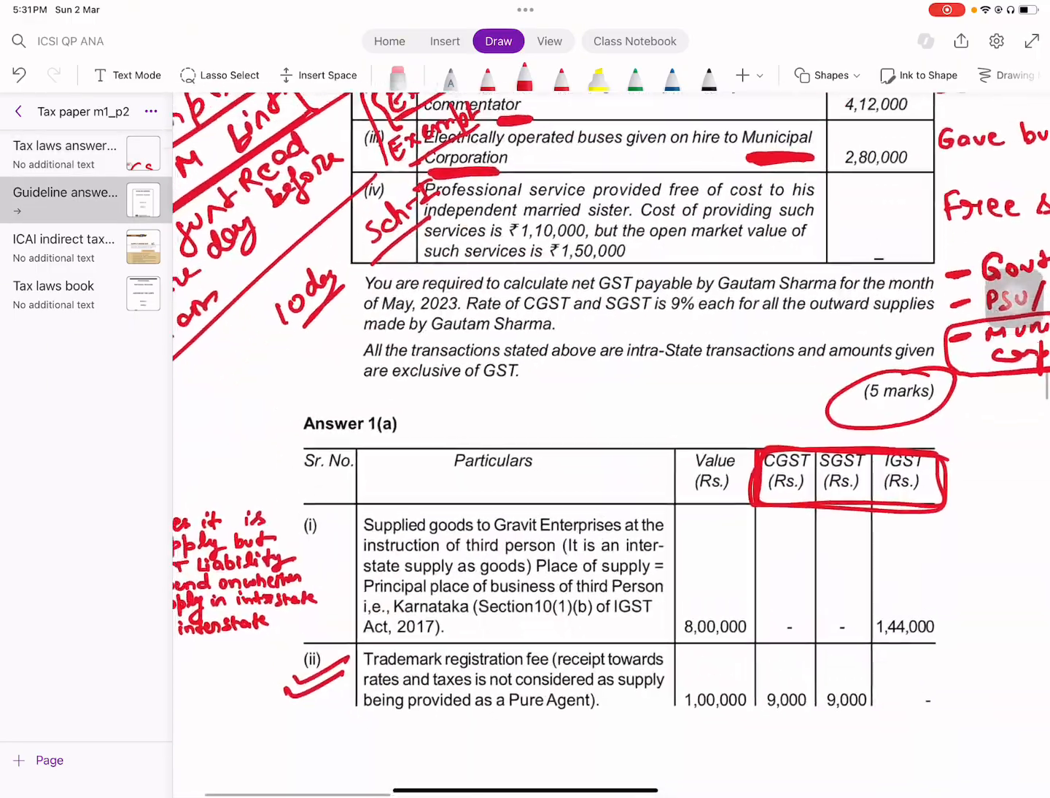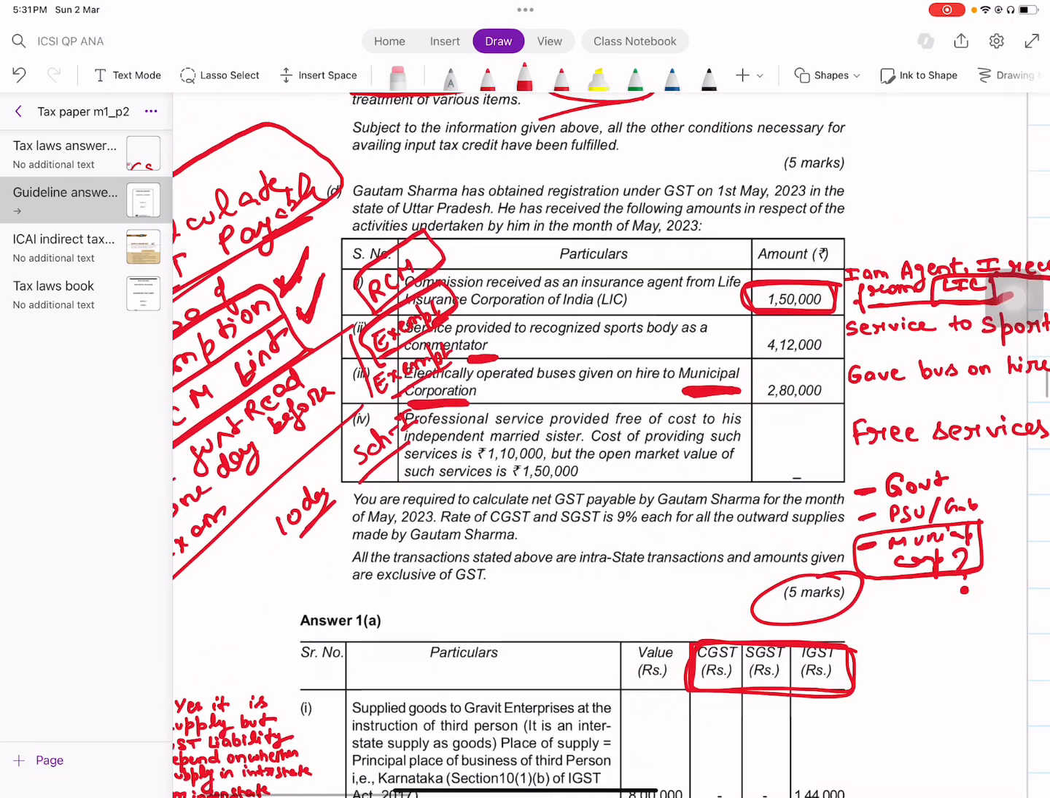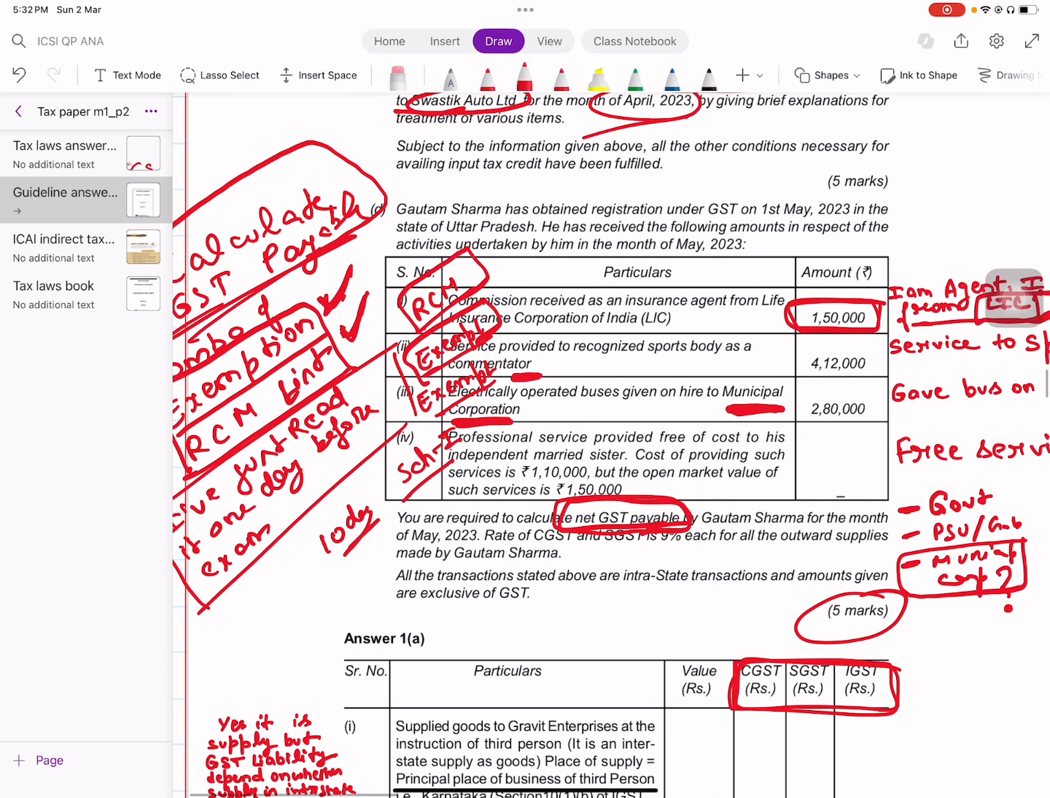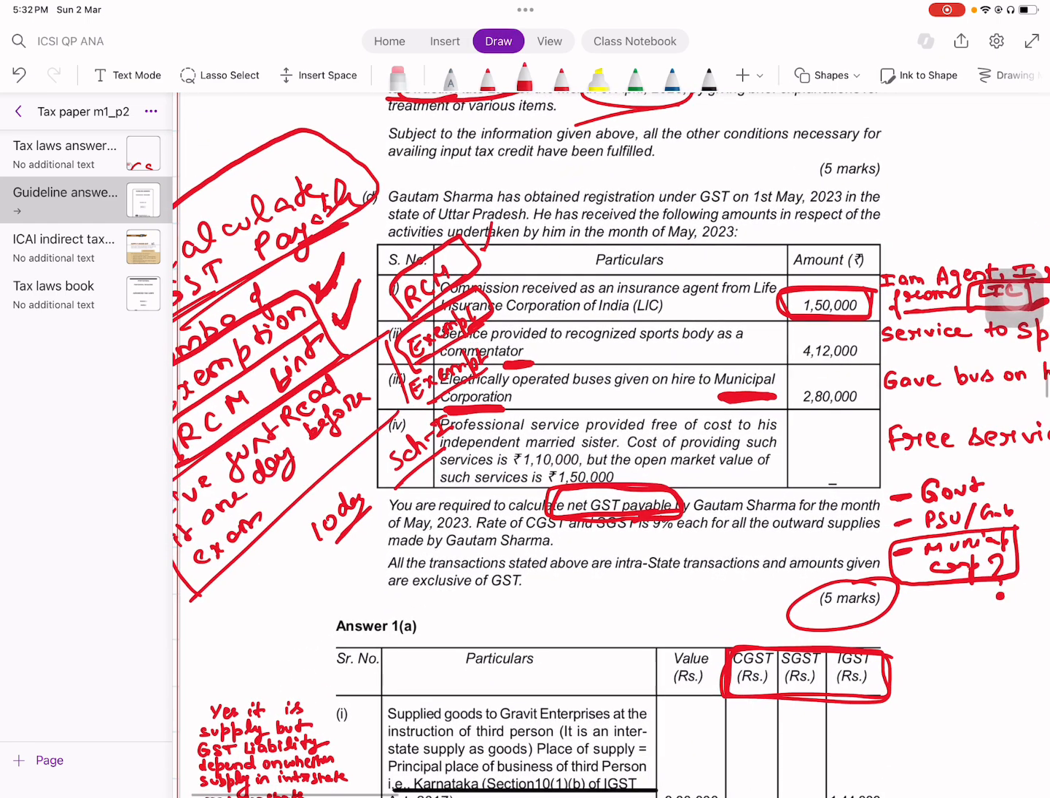Now let's move on to question number 1D. In question number 1D, we have to calculate the net GST payable. I mean, yes, we have to calculate the taxable supply, then we have to calculate the GST payable. Now in this question, 4 transactions were given, and the first transaction relates to the RCM list, the other 2 relate to the exemption list, and the 4th relates to the Schedule 1 list.